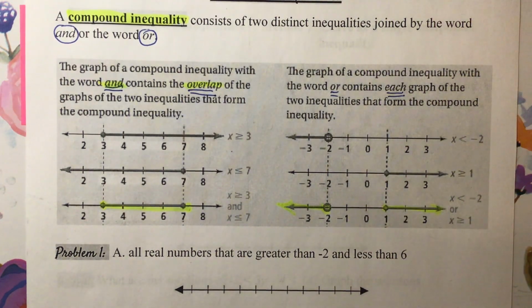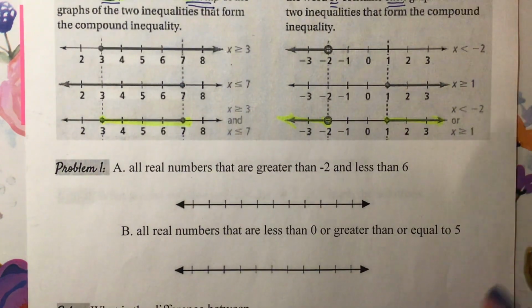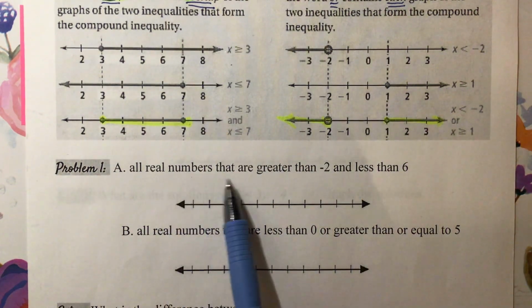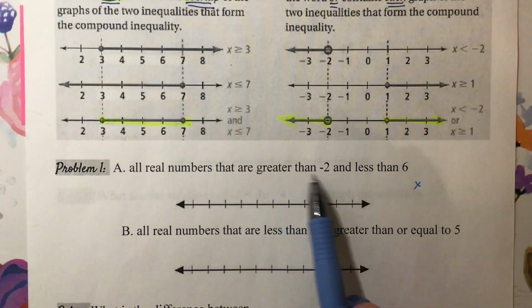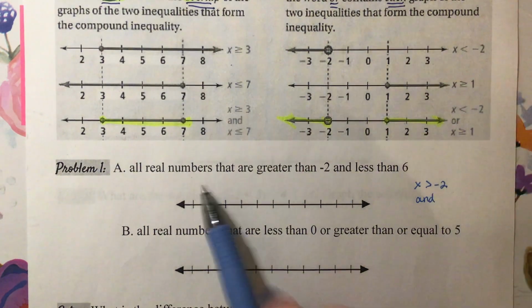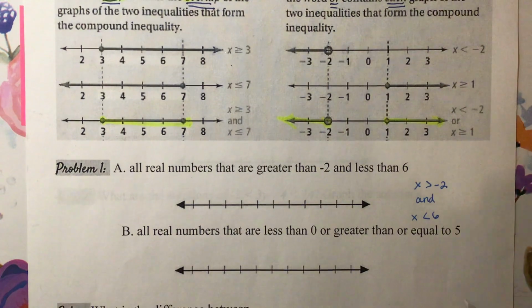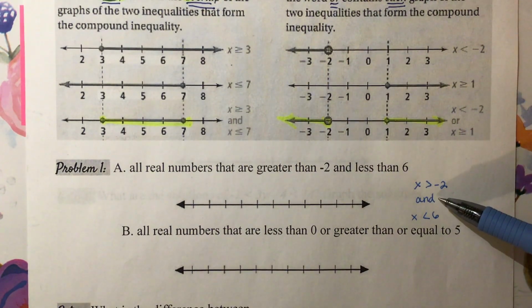Okay, let's go ahead and look at a couple of these examples. Problem 1 says all real numbers that are greater than -2 and less than 6. All we want to do is graph these. So remember, all real numbers means x. So I'm going to say x is greater than -2 and x is less than 6. So these are my two inequalities that I need to graph. Because I have an and, I know that they should go together.